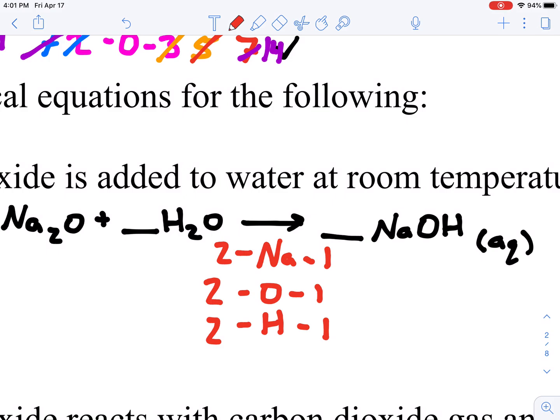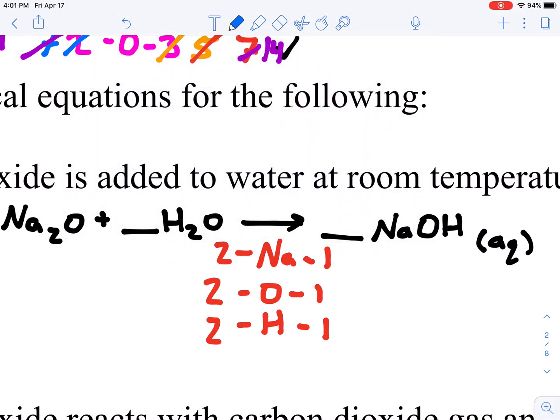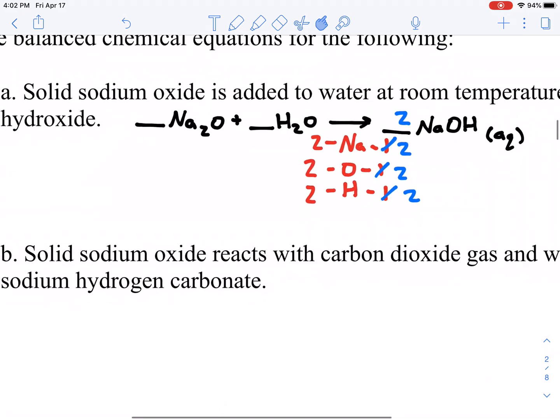This becomes pretty darn straightforward, right? You'll notice that all of those are a 2-to-1 ratio. So if I put a 2 in front of sodium hydroxide, now I have 2 sodiums, but I also have 2 oxygens, and I also have 2 hydrogens. All of those are good, so we are completely balanced. Again, you can write in the coefficient of 1 in front of Na2O in water, or you can leave it alone as we have it. Just blank means the same thing as 1.